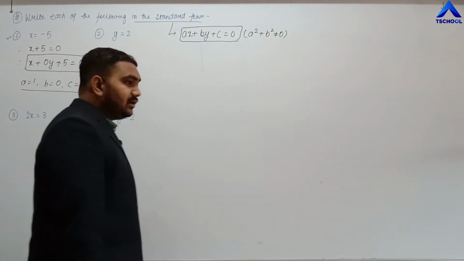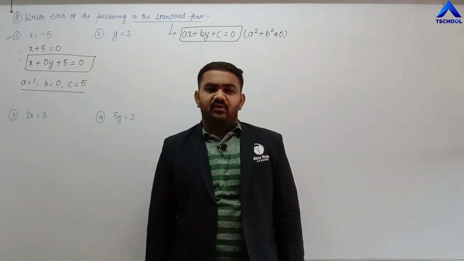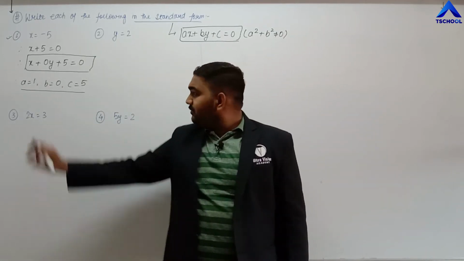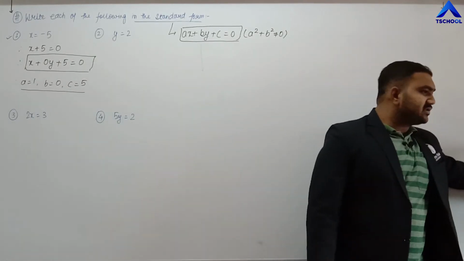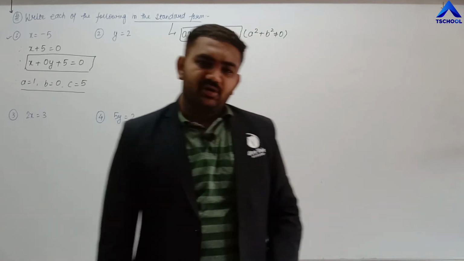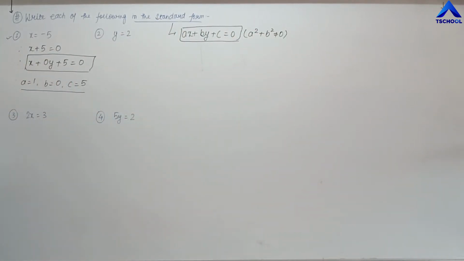So the conclusion from this example is, whenever you have a variable absent from the equation, then you will write down the variable taking its coefficient as 0. Yes or no? You will write down the variable taking its coefficient as 0. Is it clear friends? So that is how we write down the standard form.